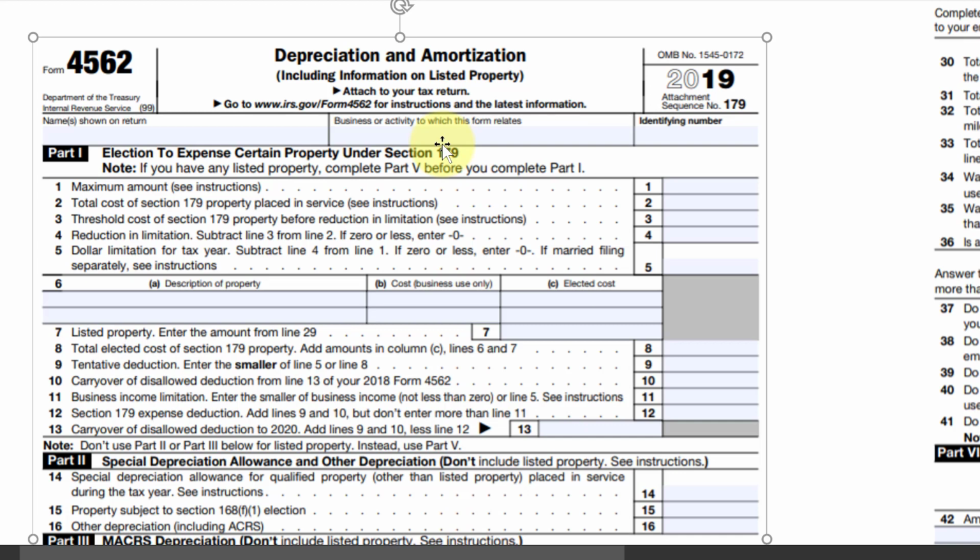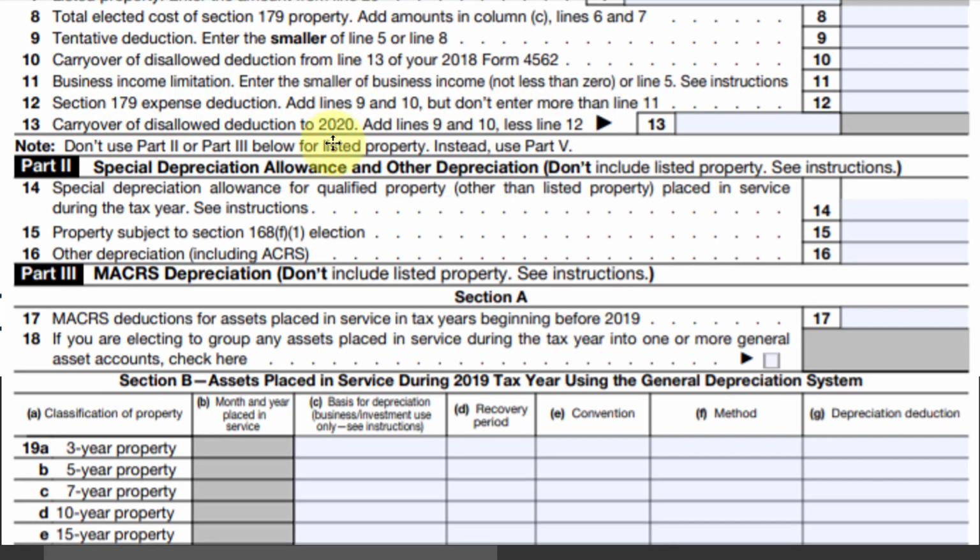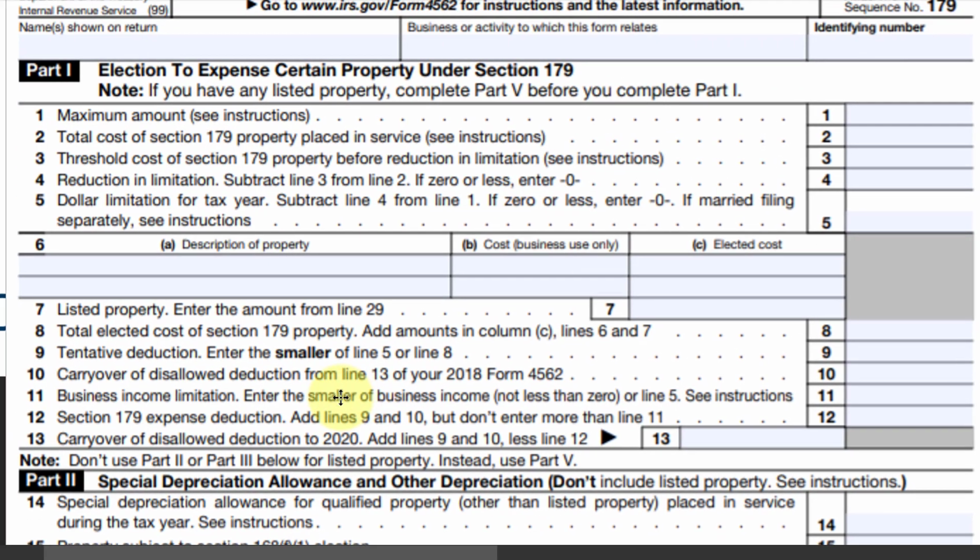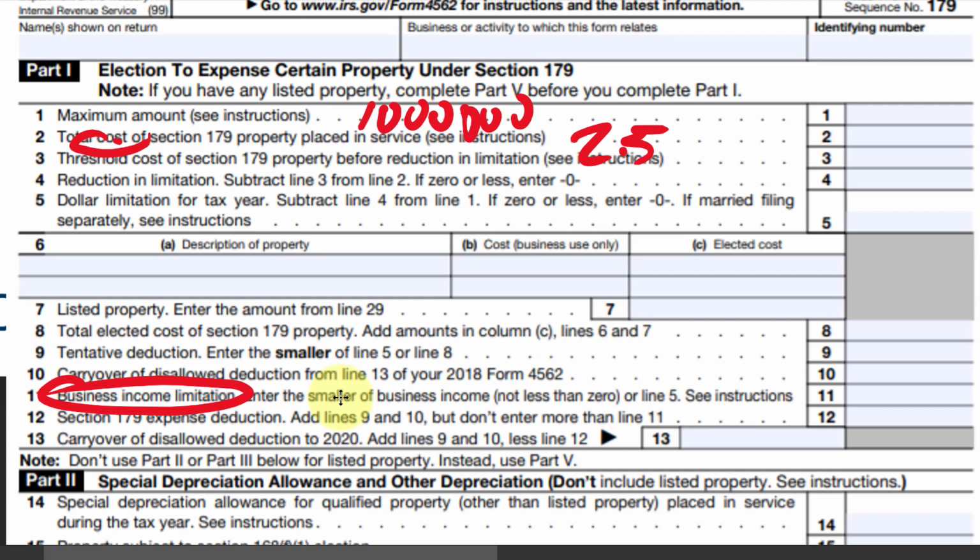Okay, so if you read the words, it doesn't show you the dollar amounts I just mentioned. But you're told to look at the instructions, and the dollar limit here would probably be something like a million. Yeah, a million. I guess that's 6 zeros. And then the threshold would be something like 2.5 million. And you cannot generate a loss. So they ask you to identify your business income, and you cannot make it go below zero.